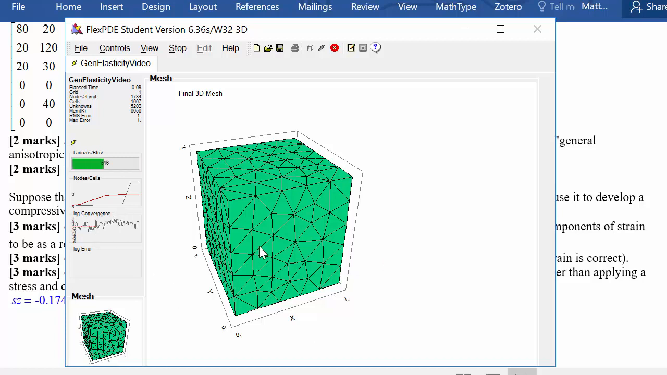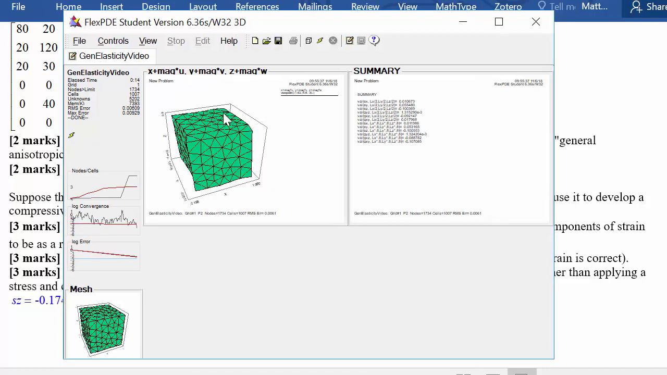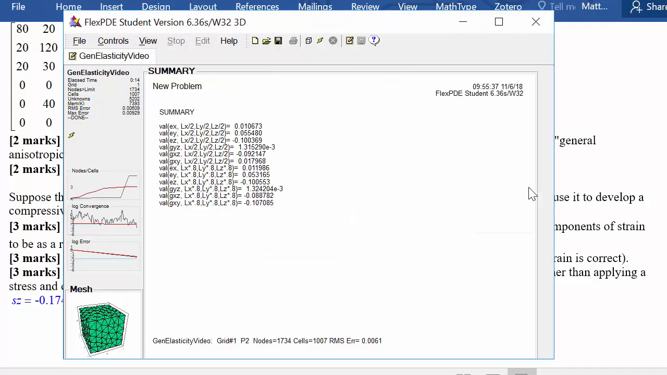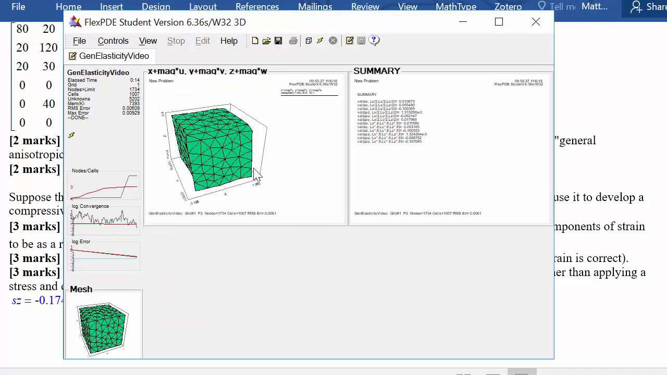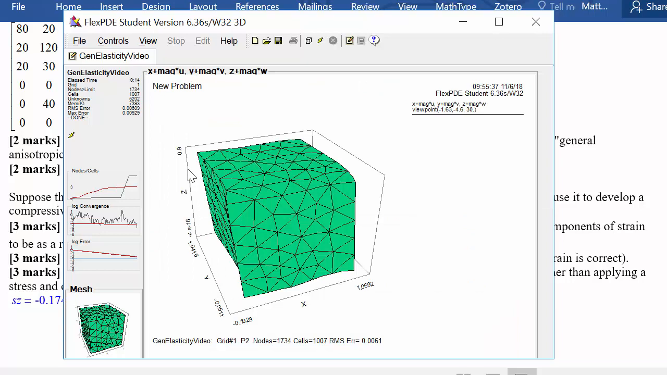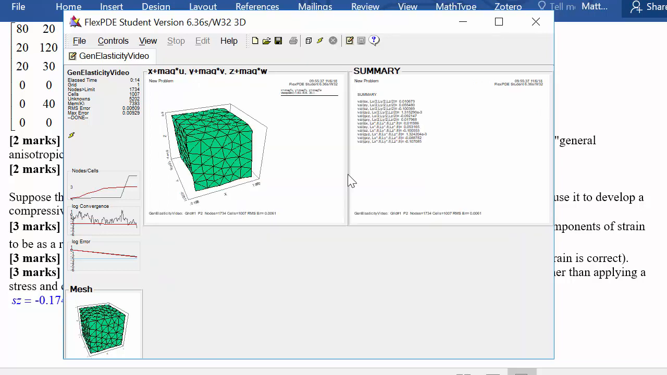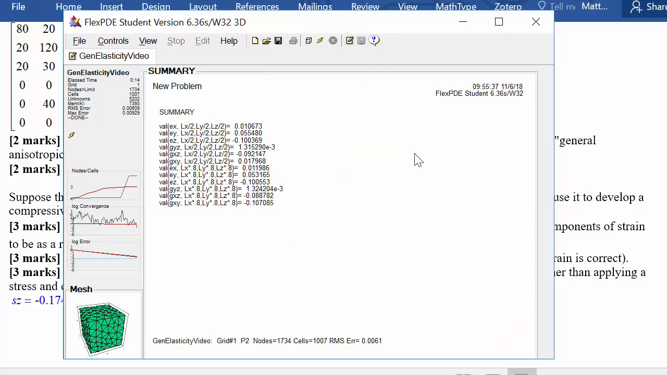So allowing this to calculate, your calculation time may vary depending on the computer setup that you've got. These particular calculations can take quite a long time. So now we've gone and applied this strain directly. It's exactly 0.9 at the top surface instead of this sort of close to 0.9 thing.